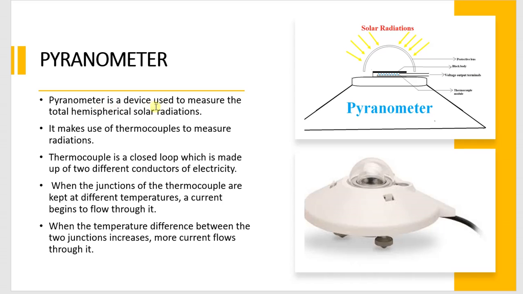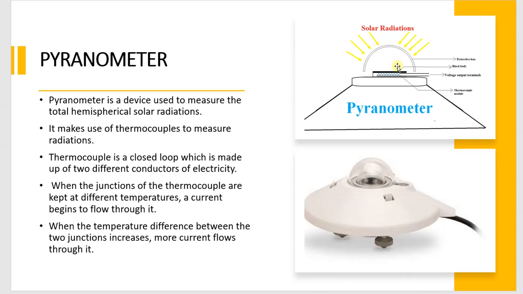Now the pyranometer is a device used to measure the total hemispherical solar radiation. It can be used to measure direct radiation, that is called beam radiation, and also diffuse radiation. All the radiation falling on the glass dome can enter and fall on this black surface. The device we are using to measure the solar radiation here is the thermocouple. We can discuss thermocouples in detail in the next slide.